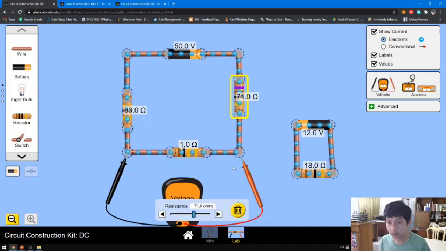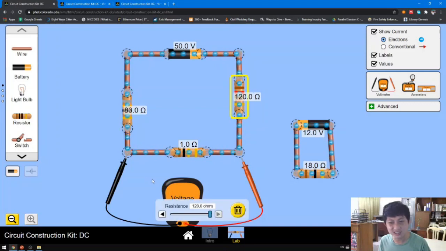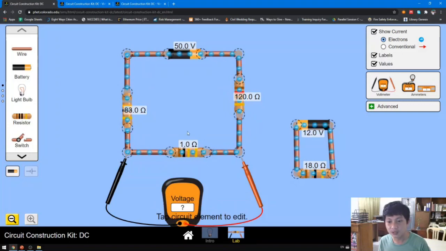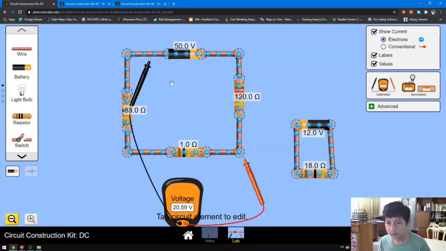So when you talk about series, the current is basically the same. Even if you do this 0, you still have 83, still moving this way, right? If you make it 120, it's still the same. The number of electrons that flow here is basically the same. But the voltage is different. The voltage across each resistor is different. See?